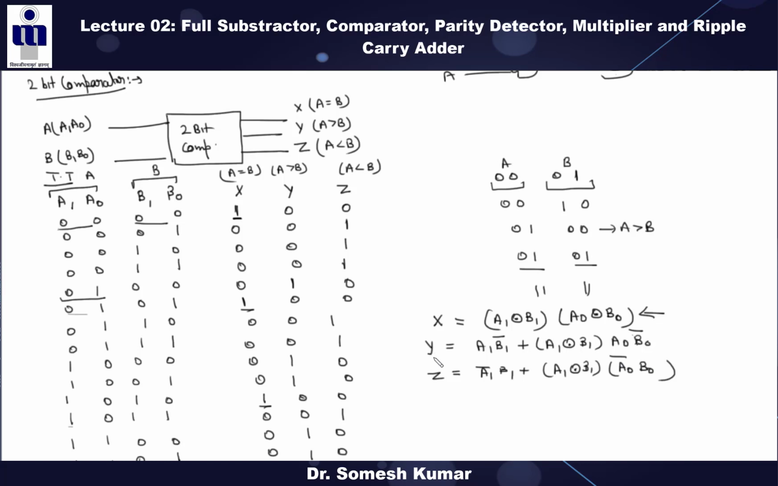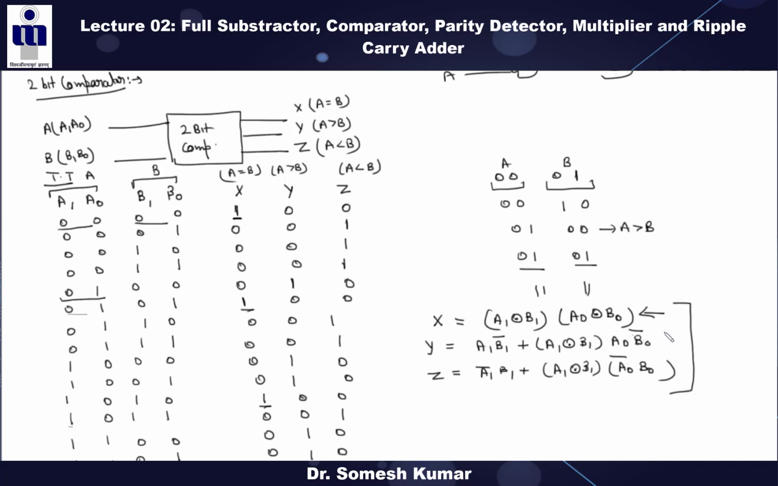See, this Y and Z is very easy to remember. Here it is A1 B1 bar and A1 XNOR B1, A naught B naught bar. Here this bar will change. Here A1 bar into B1, this XNOR remains the same, and here this B naught bar will change to A naught bar. So this is your X, Y, Z.